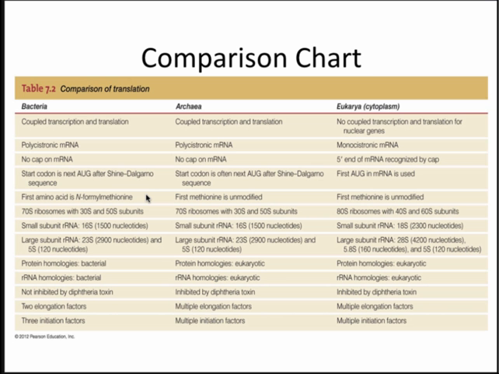And here's a nice comparison chart of the differences between the three domains in how transcription and translation occur. And these are important distinctions, and I will bring them up in examples as we go through things, when we look at how antibiotics work, why a drug works against bacteria and not eukarya and vice versa, how the immune system recognizes bacterial proteins, et cetera. But I'll save that for future lectures.